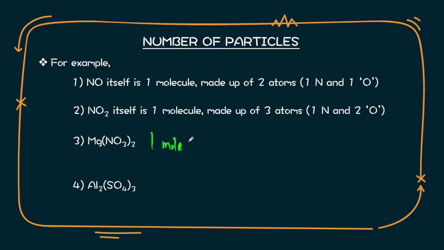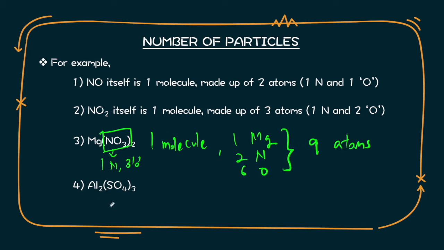The next one, Mg(NO3)2 too. You have to take note this is 1 molecule, but if you look at here, it comes with a bracket, which means I have 2 of NO3. In each NO3, I know that I have 1 N and 3 oxygen. So in total here, I have 1 Mg, I have 2 N and 6 oxygen. Give me a total of 9 atoms.